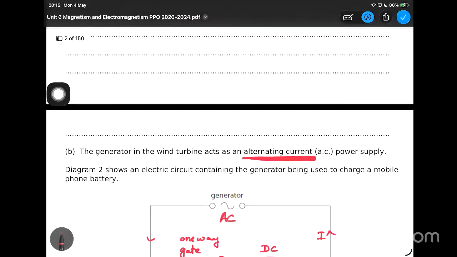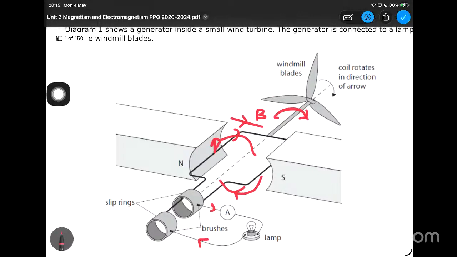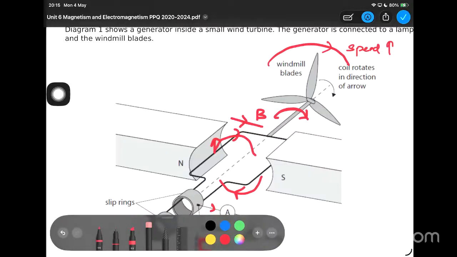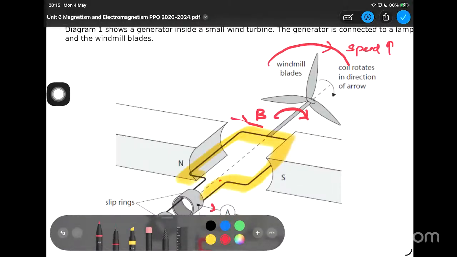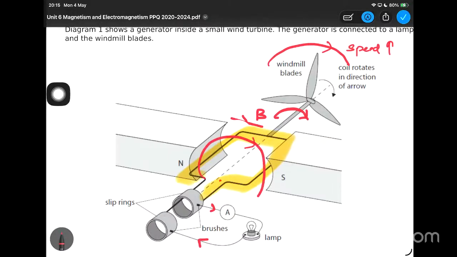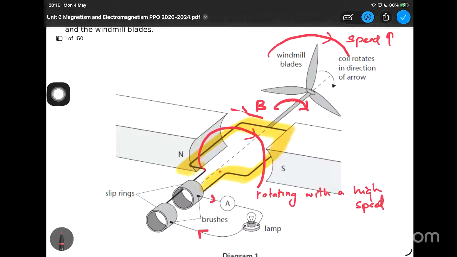So what will happen is that when the wind speed increases, the rotation speed also increases, right? So what will happen? This structure here, this part, this section will also be moving with a higher speed, right? So this will be rotating with a high speed.